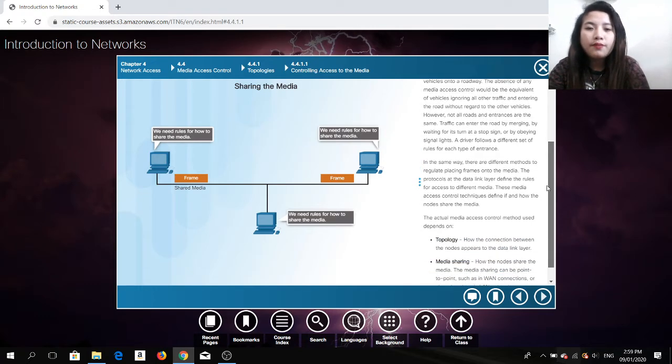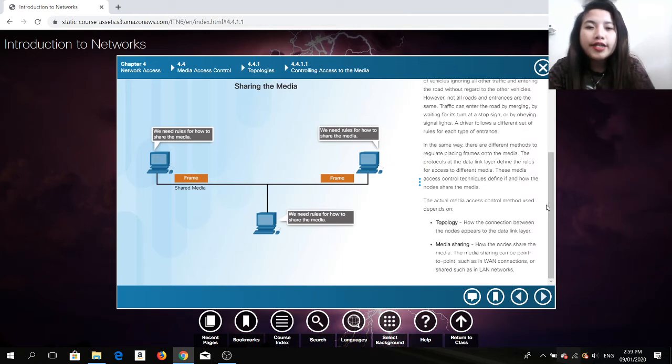In the same way, there are different methods to regulate placing frames onto the media. The protocols at the data link layer define the rules for access to different media. These media access control techniques define if and how the nodes share the media. So the actual media access control method used depends on the topology and the media sharing.